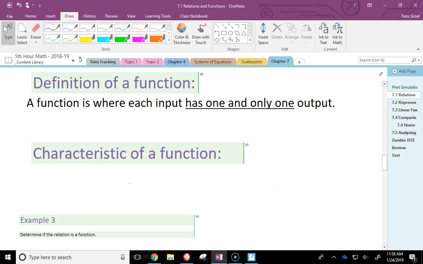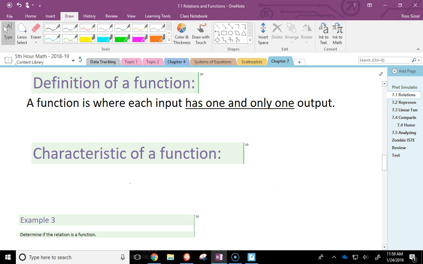You put it in, it says definition of a function. Alright, notebook. And characteristics of a function. We're going to put this in right now. You need to be writing down definition of a function. A function is where each input has one and only one output.